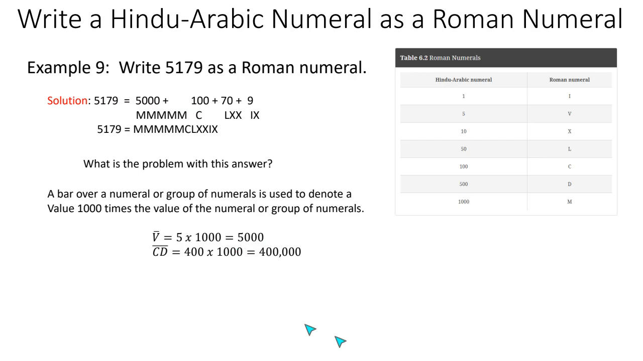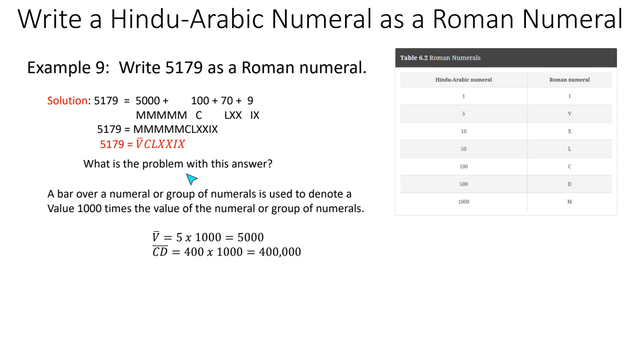Okay. So the next one here we have CD. So we need to see the value of CD. C is smaller than D, so that's 500 minus 100 is 400. Since I have a bar on top of both the letters CD, then we multiply the 400 times 1,000, and we end up with 400,000. Okay, so that is how we can fix the problem whenever we have a bigger number like this.